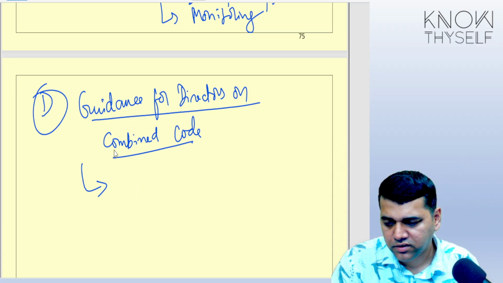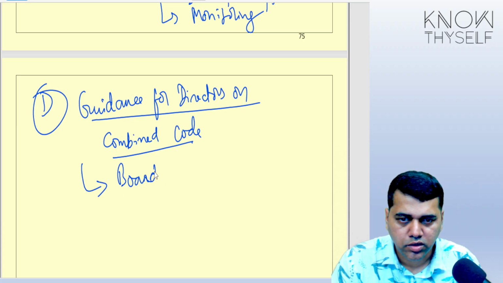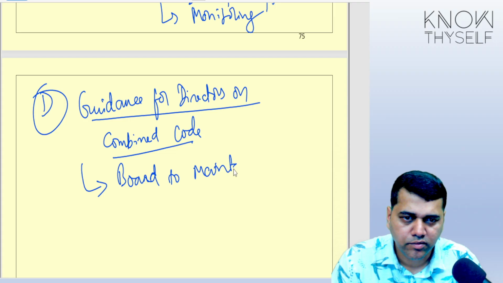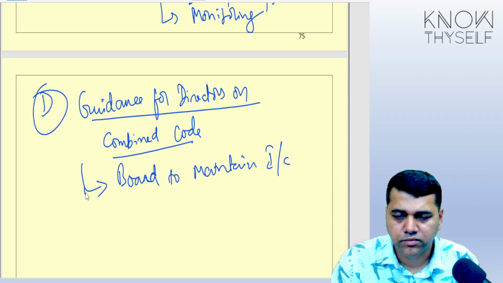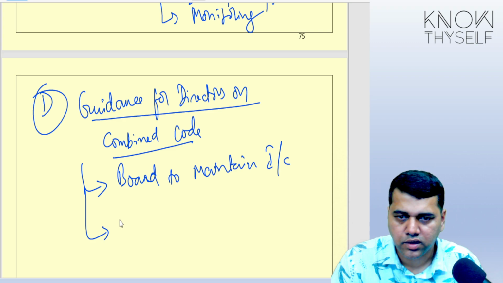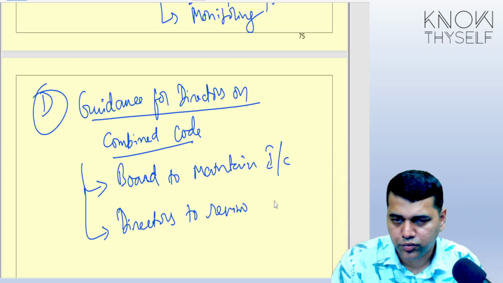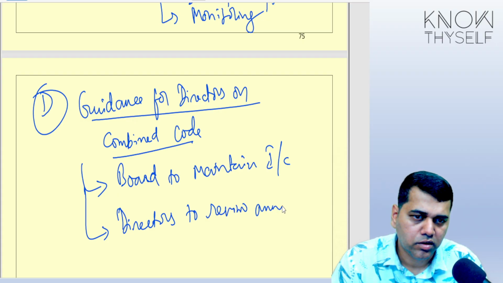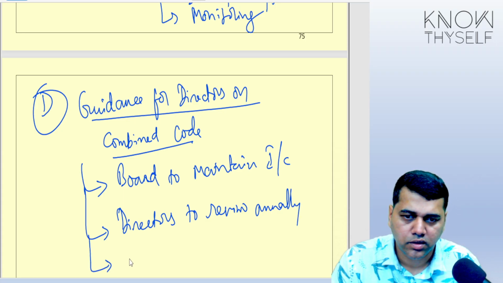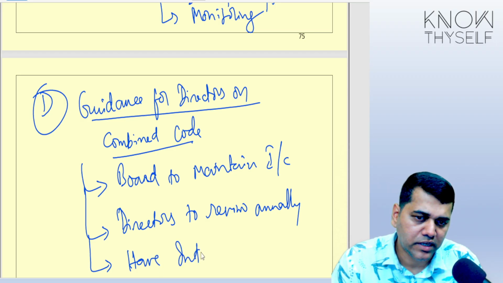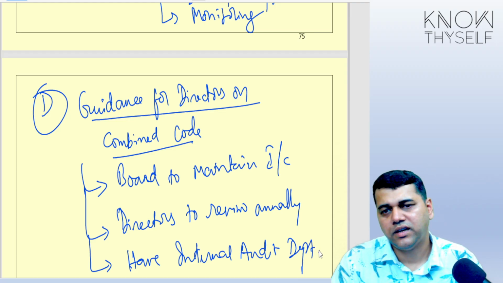So here, the board to maintain internal control, directors to review annually, have an internal audit department. That's it.